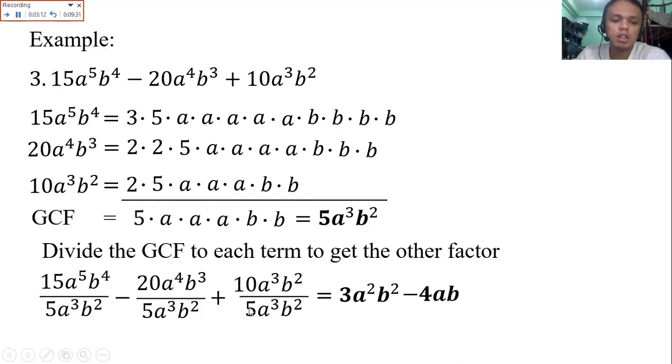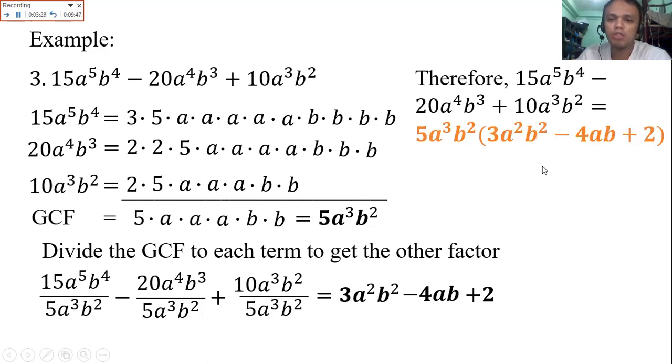Then, 10 divided by 5, that is 2. A cubed divided by A cubed is 1. Cancel out yan. B squared divided by B squared is 1. So, therefore, the other factor is 3A squared B squared minus 4AB plus 2. What is the factored form? Ito na. 5A cubed B squared, multiply mo yun dito sa other factor which is 3A squared B squared minus 4AB plus 2. Okay?